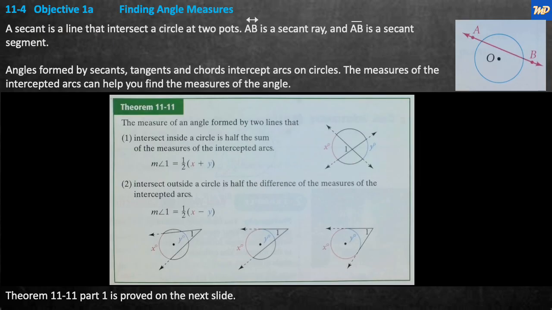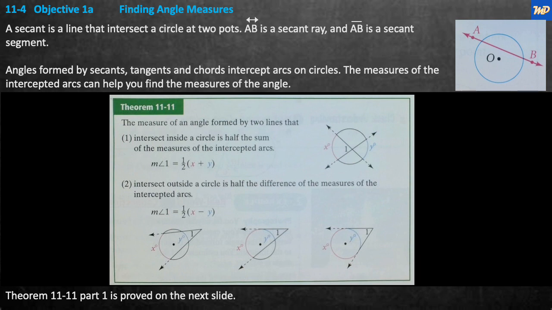Objective 1A, finding angle measures. A secant line is a line that intersects a circle at 2 points. Ray AB is a secant ray, and you see it right here on the right-hand side. It has the arrows on each side, so it's a secant ray, right? And AB is a secant segment. So it's just talking about the two dots defining AB as a segment.